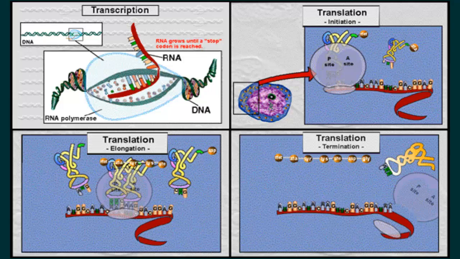This concludes our presentation. By now, you should have a general understanding of how a gene is expressed. That is, how a gene controls the production of a protein.